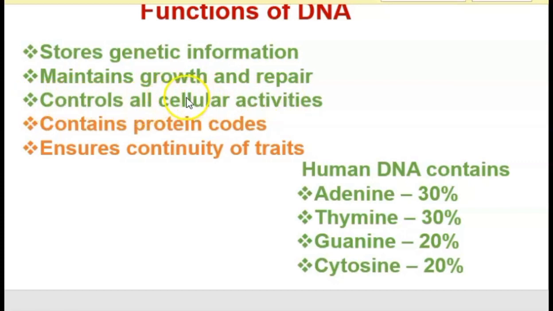Everything about the human body is controlled at the cellular level. Nothing in the human is out of control. All the information is present in the form of DNA in the nucleus, which controls all the life of the organism. 4, contain protein codes. The protein code is in the form of what?